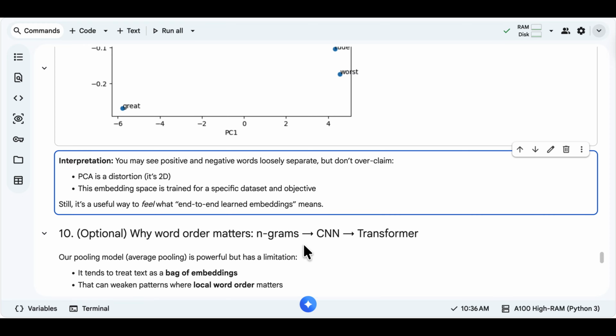So we should not overclaim. The value of the plot is intuition, not proof. It helps us feel what end-to-end learned similarity looks like, while reminding us to stay modest in our interpretation.